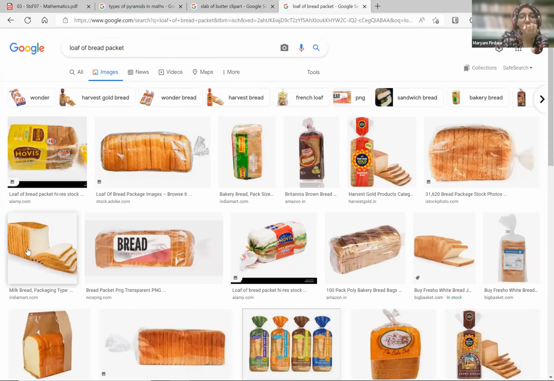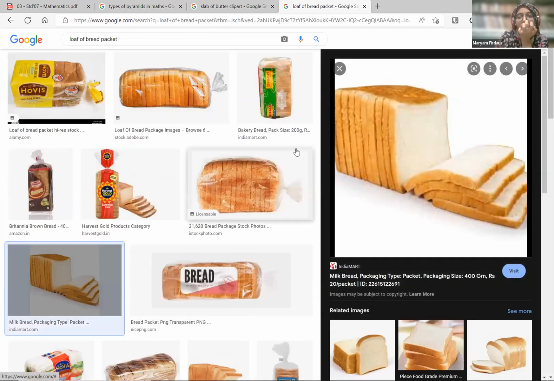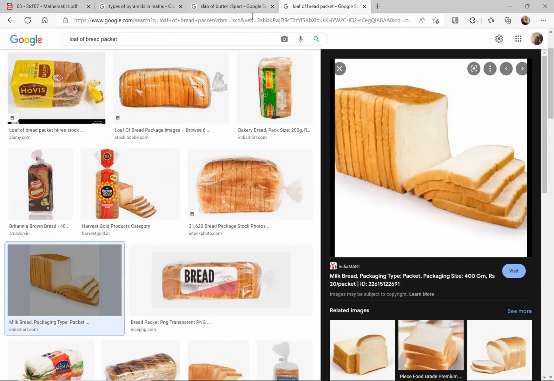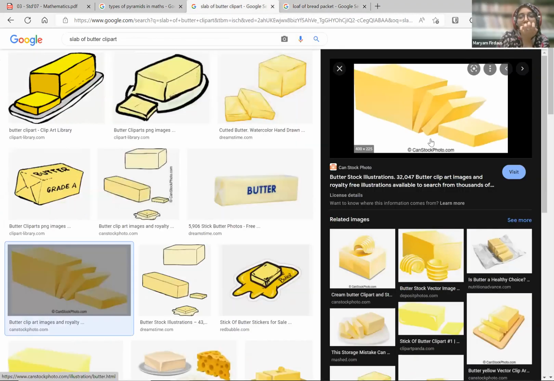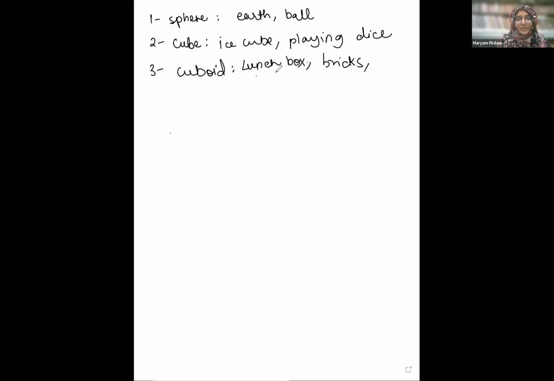Okay, so take a look at this. What shape does this look like? Keyboard. Yeah, it looks like a cuboid, right? What shape does this look like on the right, the big picture? Keyboard. Yes. Okay. All right. So just a minute. So we have a lot of examples of this.